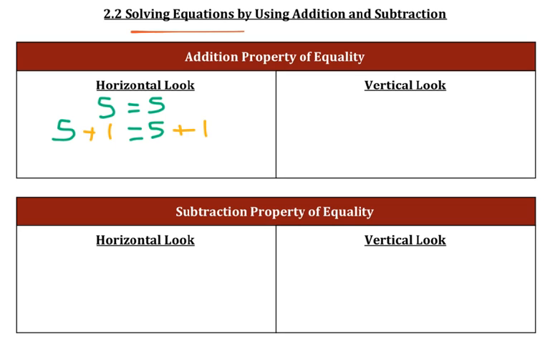Now let's look at this vertically. And I really prefer to do these vertically. So I'm starting with the same exact thing as before. On the left side, I'm going to add 1. On the right side, I'm going to add 1. Now, did you see how I just did that line there? Well, the reason I did that line is because we're doing addition.